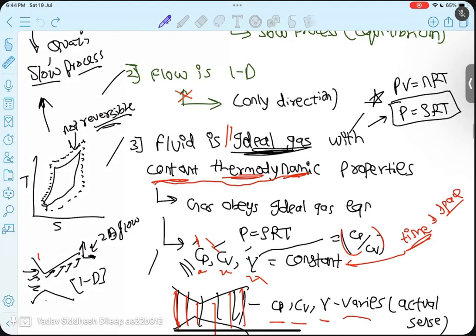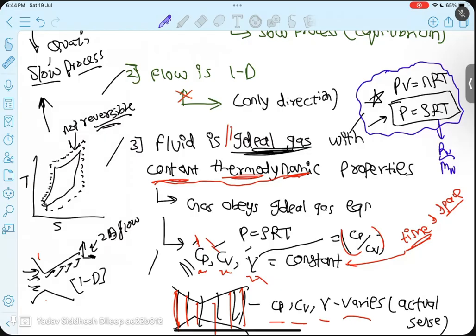Third thing is the fluid is an ideal gas. The definition of an ideal gas says it should follow the ideal gas equation, that is PV equals nRT, or P equals rho RT, where P is the pressure, rho is the density, R is the gas constant, that is the universal gas constant divided by molecular weight, and T is the temperature. With constant thermodynamic properties, very important. If your thermodynamic properties are varying, then your performance will vary.